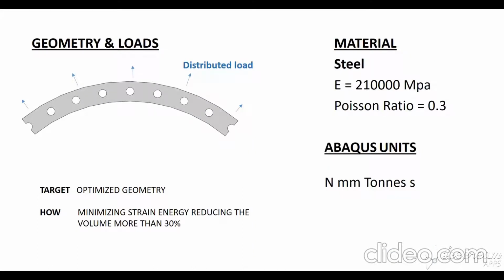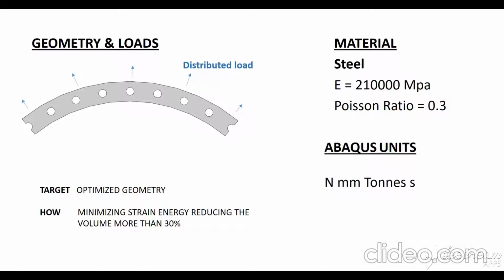So we are going to define the exercise. In Abaqus, we are going to create a 2D Flange model, a very simple one. It's just a surface with several holes, and it's going to have a distributed load on the top edge. The material is going to be steel, and the target of this topology optimization is going to be an optimized geometry, just as I said before. How? In this particular case, we are going to try to minimize the strain energy by reducing the volume by more than 30%. And the Abaqus units will be newtons, millimeters, tons, and seconds.